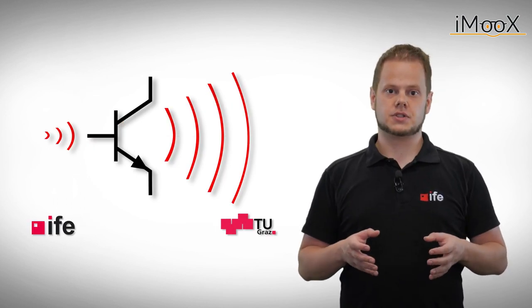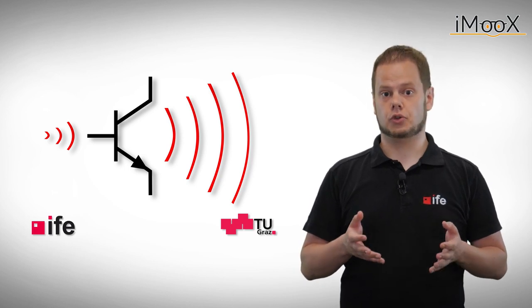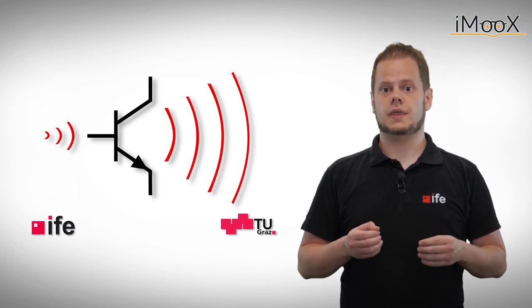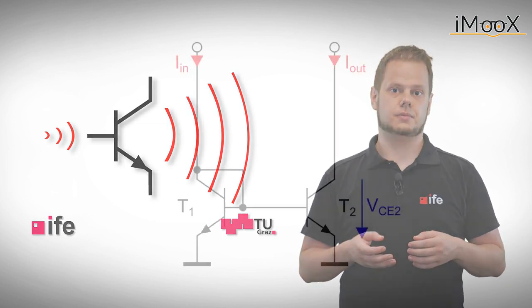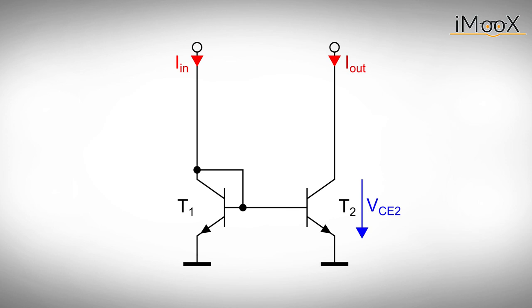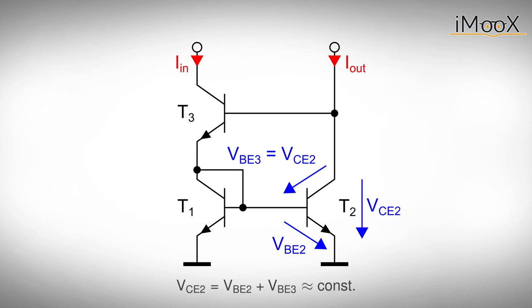Similar to the current source, the current mirror's output current depends on the voltage at the corresponding output. Fortunately, there are again some tricks to improve the stability of our output current. Again, we want to keep the collector-emitter voltage constant at the current controlling transistor. One thing we could do is add a transistor like this. Hence, the collector-emitter voltage of T2 equals 2 VBE constantly.